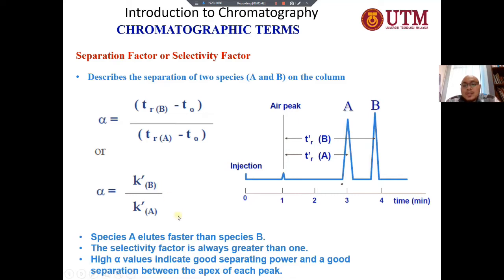Okay, so the selectivity factor is always greater than 1. A high selectivity factor indicates good separating power and good separation between a pair of peaks. A pair is what?